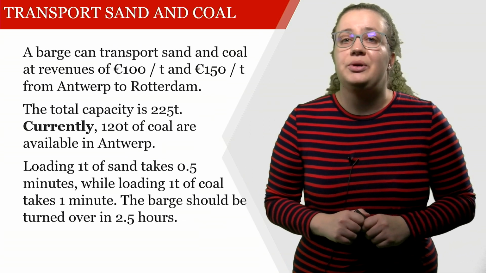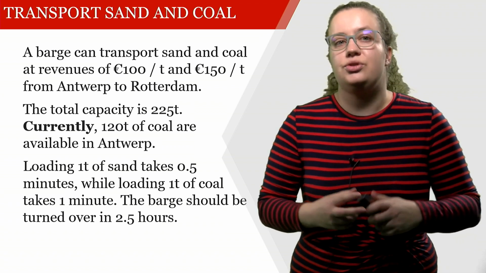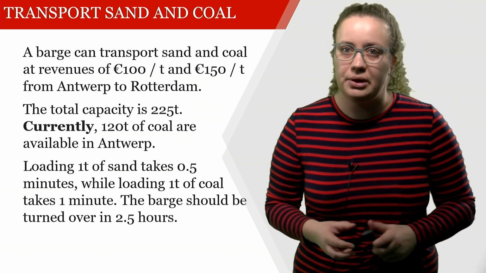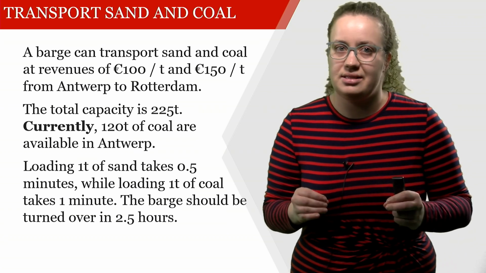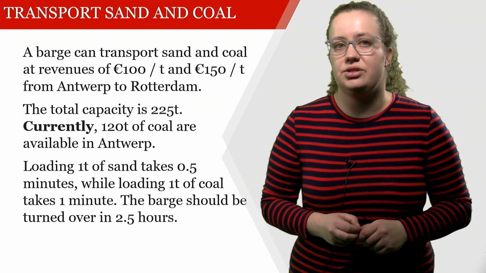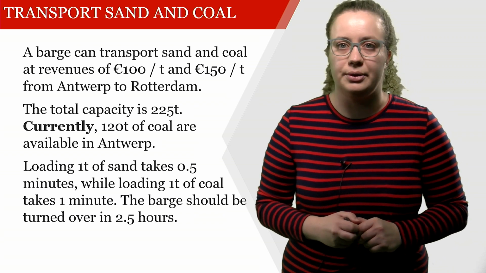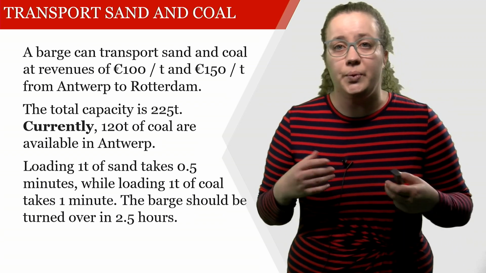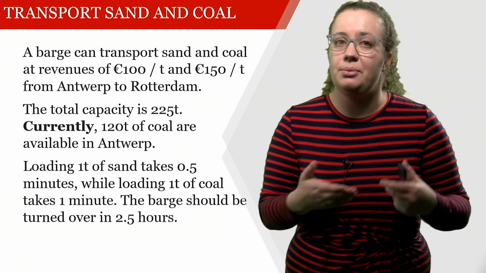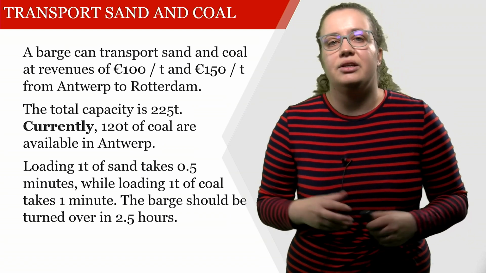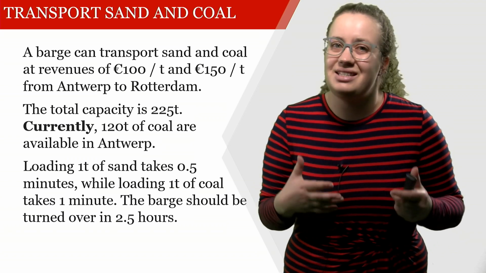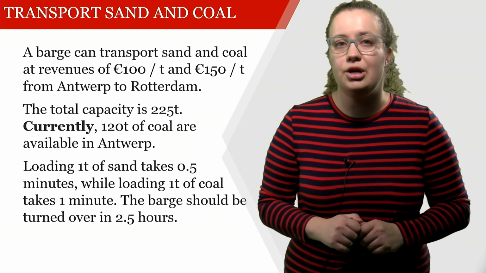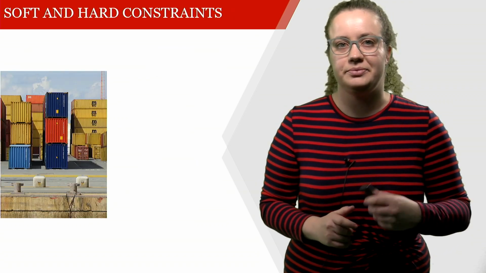So what I would like you to do to solidify what you've been learning about soft and hard constraints is model this. Currently we have 120 tons of coal available in Antwerp. What we now can do is wait a little bit, or we can buy from our competitor to increase the amount of coal that is available in Antwerp. How does this change the mathematical model and also the solution?